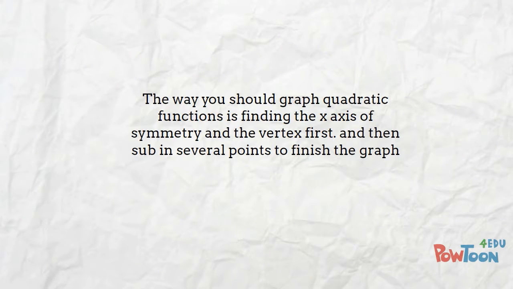The way you should graph a quadratic function is finding the axis of symmetry and the vertex first, and then sub in several points to finish the graph.